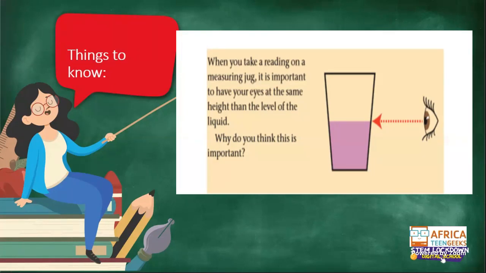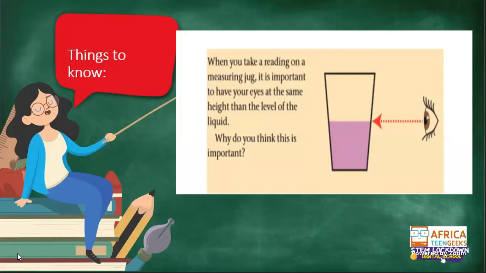So we can estimate, yes. So we can get the exact measure, so that you know how much you are putting. That's right. All of the answers are correct. It is important so that we are able to see how much exactly we are putting into the container, or we are able to see and estimate how much is in the container, right?